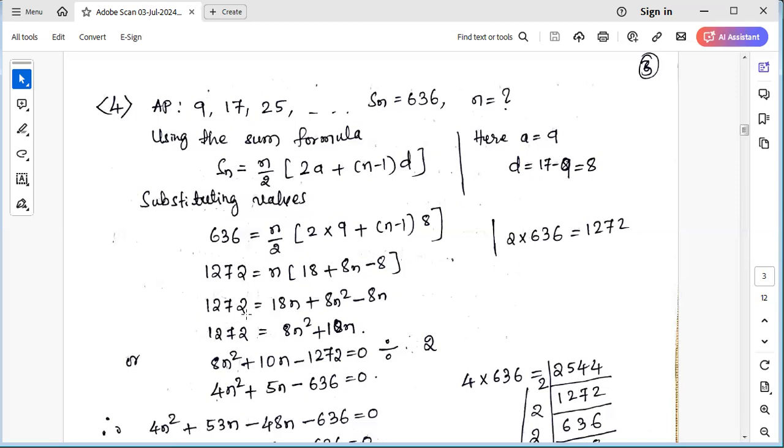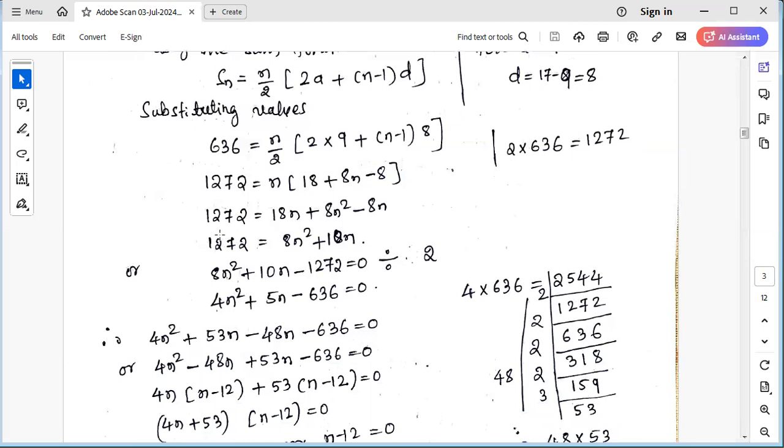So 1272 is equal to this n, now you multiply to the whole bracket. It is 18n plus 8n square minus 8n. This n into minus 8 is minus 8n. So here 18n minus 8n is there, so that gives 10n. And this 8n square I have written here. And LHS is 1272.